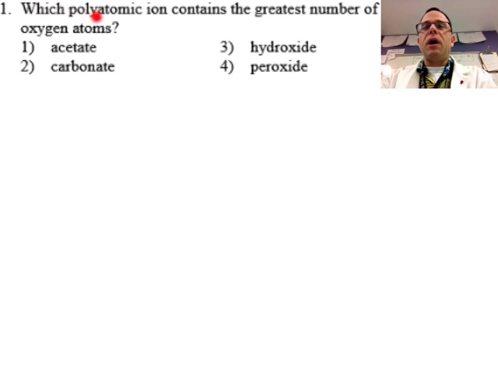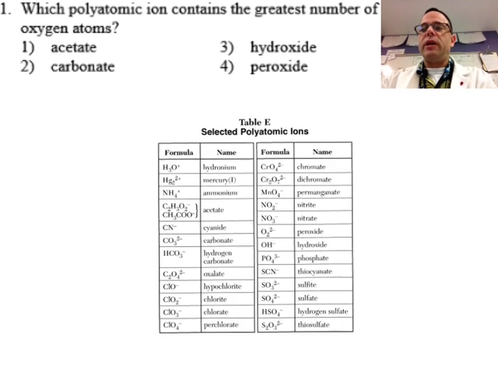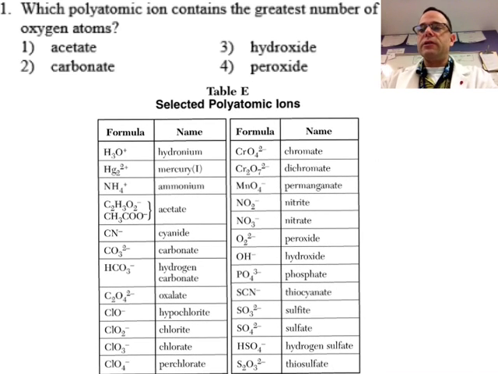Question 1. Which polyatomic ion contains the greatest number of oxygen atoms? We have 4 to choose from. And where do we gather more information on these 4? Well, we get it from the reference tables, Table E to be specific, where they are listed. Now, let's first take a look at acetate. And acetate is right here. And how many oxygens are present? When I inspect this carefully, I do see that there are 2 oxygens.